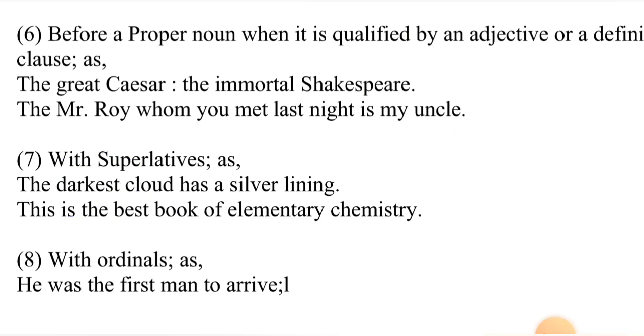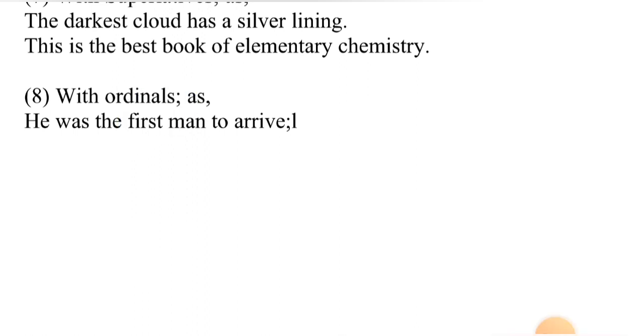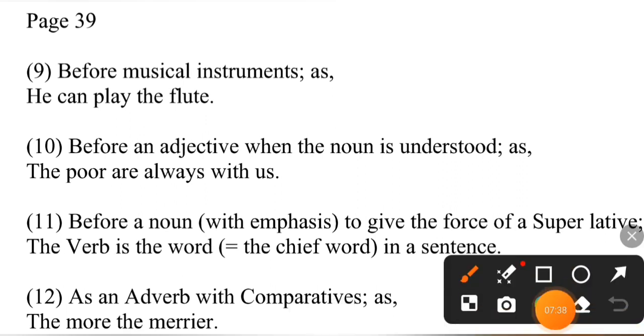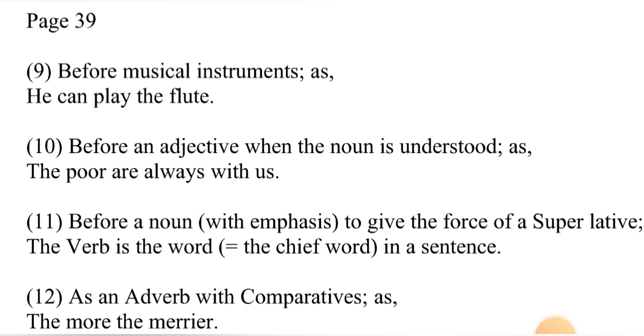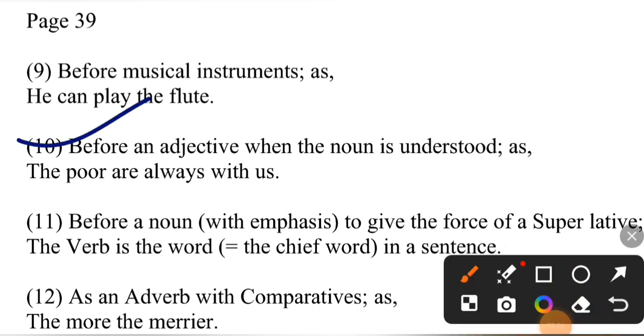Okay. Next, with ordinals. Ordinal means that which tells us the order. He was the first man to arrive, first, last, next, all these. Before musical instruments, very important again. He can play the flute, the tabla, the harmonium. Next, before an adjective when the noun is understood. The poor are always with us. Actually, the word poor is an adjective, but when we use the definite article before it, it can make it a noun. It means it represents a noun.